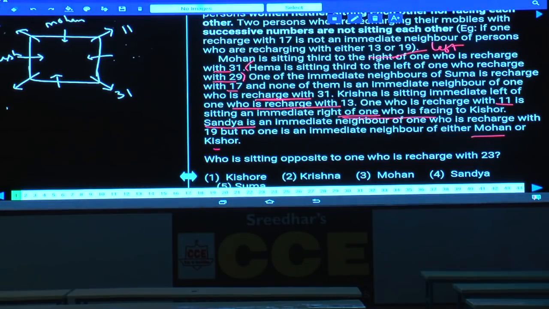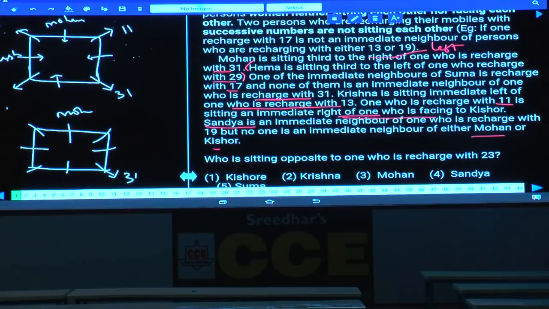Or what is the other possibility here? Tell me. The other possibility in this one: 1, 2, 3, 4, 5, 6, 7, 8. Then this is 31. If this is 31, this must be Mohan. If this is Mohan, this must be Kishore, and Kishore is opposite, and this person is facing, then the immediate neighbor, right hand side, this must be 11. Are you following this or not? We have taken two possibilities.